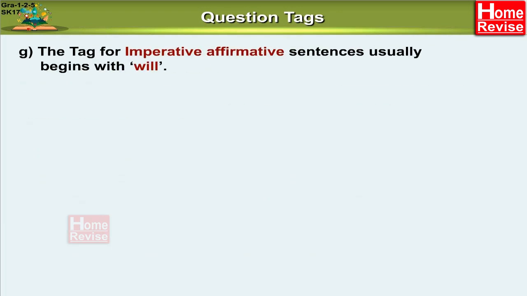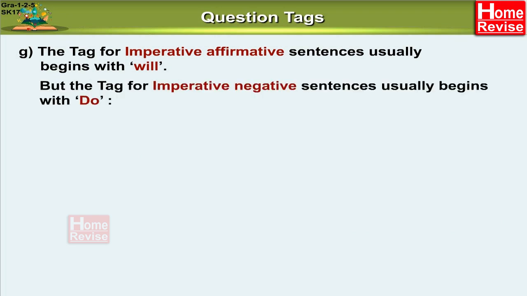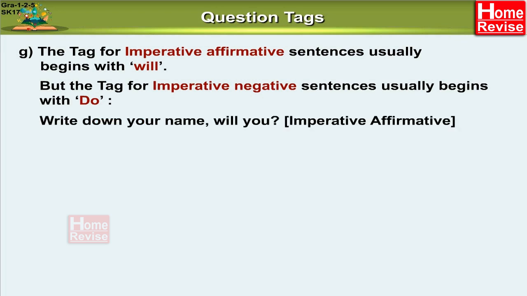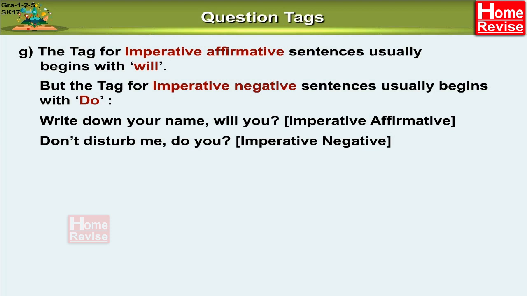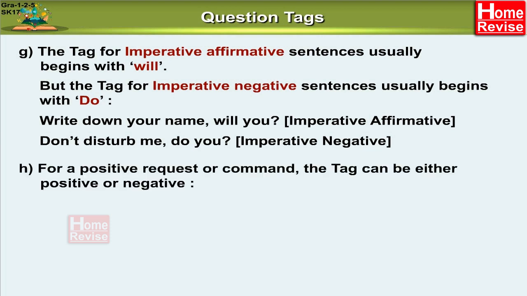G. The tag for imperative affirmative sentences usually begins with will, but the tag for imperative negative sentences usually begins with do. Write down your name, will you? Imperative affirmative. Don't disturb me, do you? Imperative negative. H. For a positive request or command, the tag can be either positive or negative.